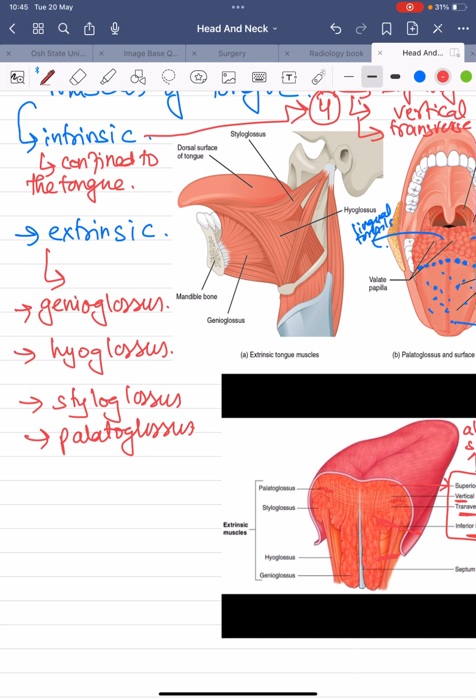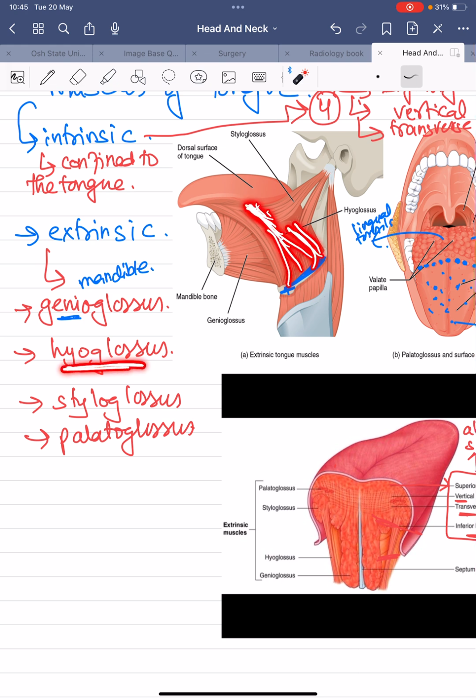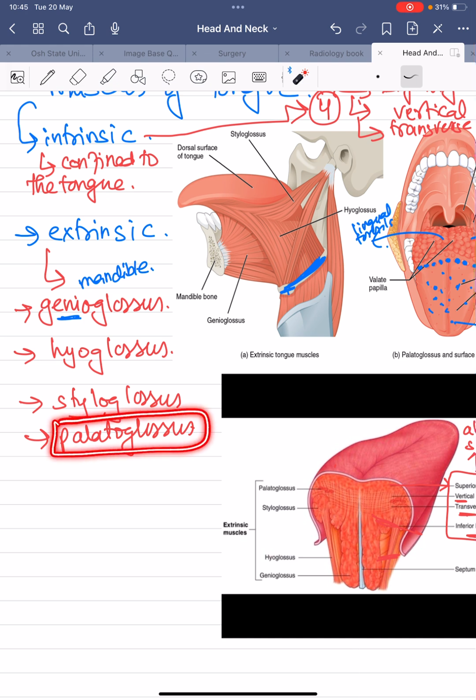Please remember, by remembering the name you can understand. Genioglossus originates from the mandible bone and inserts into the muscles of the tongue. Hyoglossus, from the hyoid bone: the muscle fibers coming out from the hyoid bone merge into the muscles of the tongue. Styloglossus, muscle fibers originating from the styloid process and inserting into the muscles of the tongue. Palatoglossus, from the palatine aponeurosis.